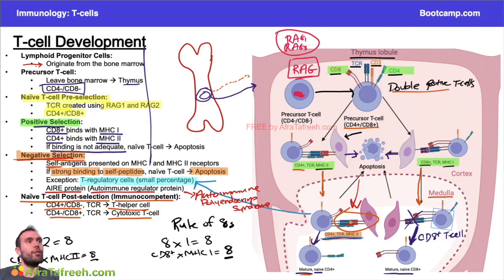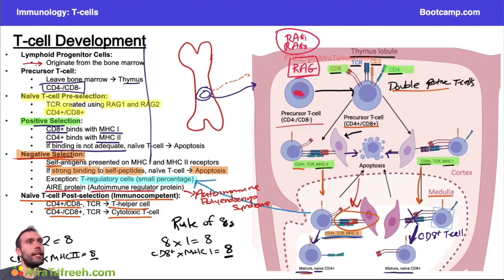Okay, so just to recap this, right, we had some lymphoid progenitor cells, we had chemokines that brought that lymphoid progenitor cell from the bone marrow where it originated to the thymus to mature. Once it got to the thymus, CD4 negative, CD8 negative, the recombinase gene shuffled up the DNA, we made a T cell receptor, and it was double positive at that point.